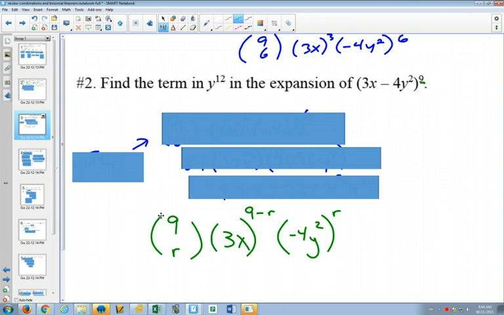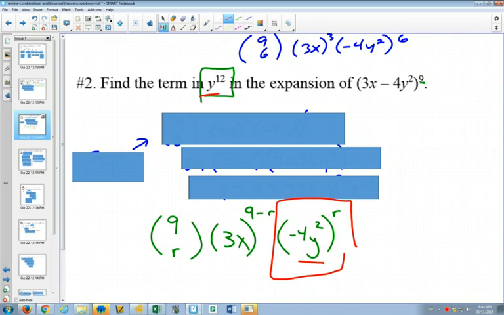We want y to the 12th. The only place that there is a y is here. Sometimes we're going to have ones where they say find y to the 12th, and there's a y in both this b spot and the a spot. Then it becomes a little bit more complicated. But in this case, there's only y in the one spot. So the only thing that's going to affect the y is this term right here. So what does r have to be in order to get a y to the 12th? r has to be 6.